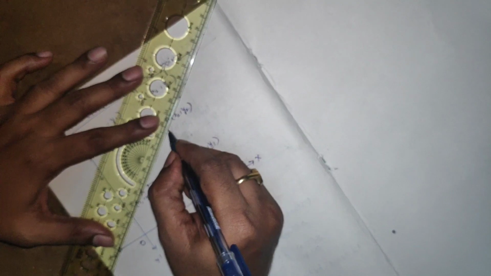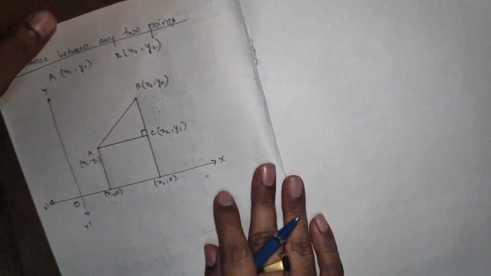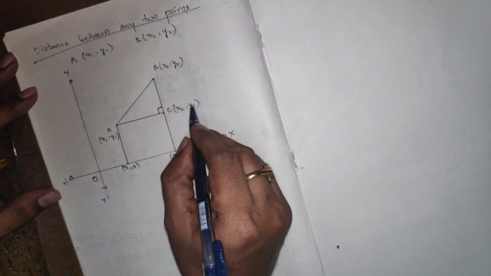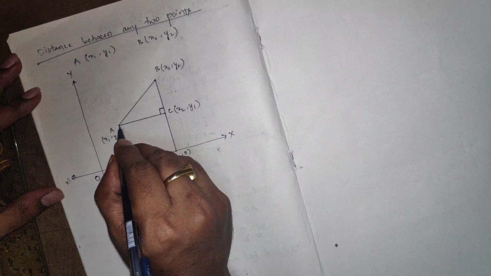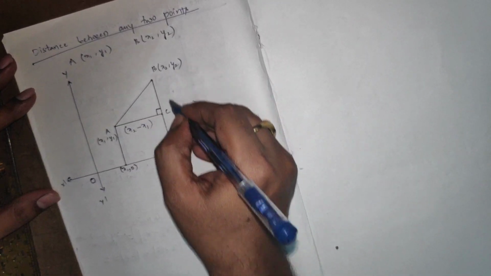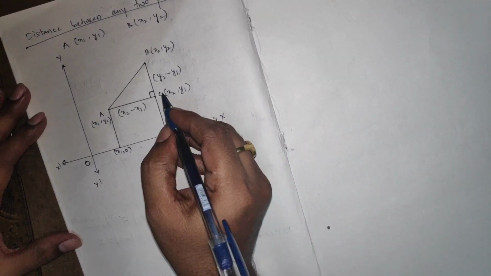Now let me join A and B. Now as there is a perpendicular here, this is a right angle. Now in the last class we discussed that for the distance between AC, the y coordinates are equal, so we can write the distance between AC as x2 minus x1. Now observe these 2 points. As x coordinates are equal, the distance between BC is y2 minus y1.